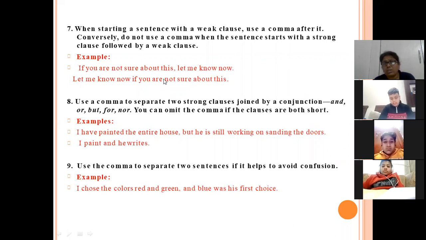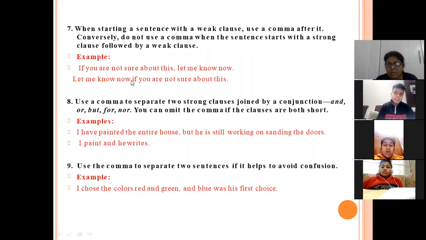But which one is your strong clause? This one is your strong clause because it is saying, let me know now. You are sure. You are telling, let me know. मुझे अभी बता दो. But the first one is saying that if you are not sure about this, you are not particular, then you will separate the two clauses with the help of this comma. But if the strong clause is used in the beginning of the sentence, we do not use a comma.